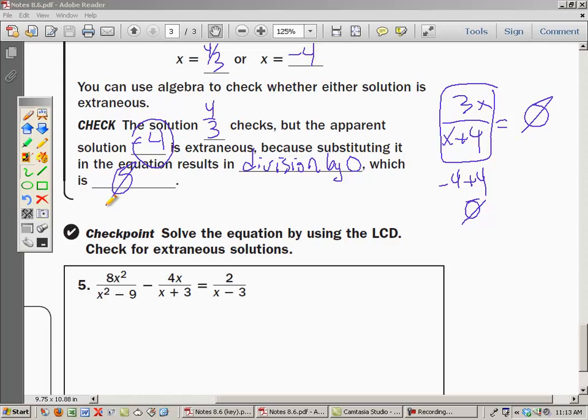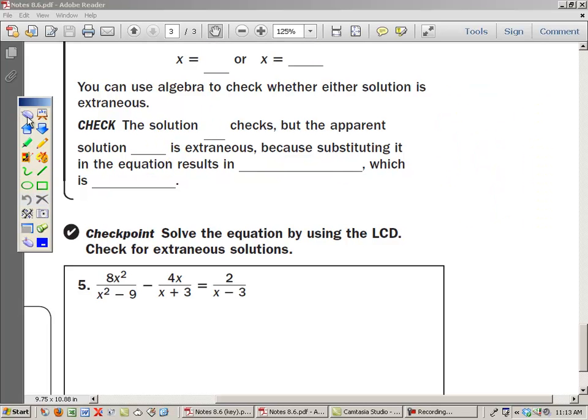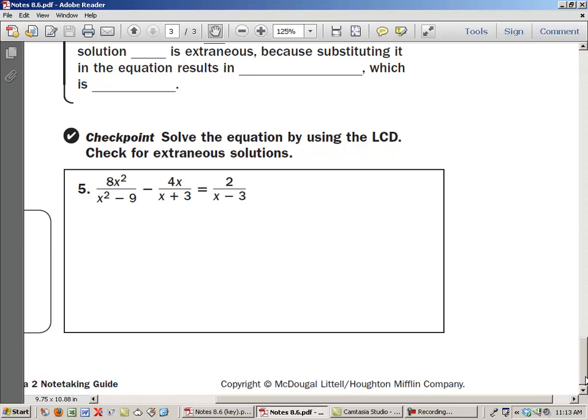Okay? All right, so let's go ahead and try example 5. Again, quite a tedious example, but go ahead and give it a shot, and we'll be right back with a solution.